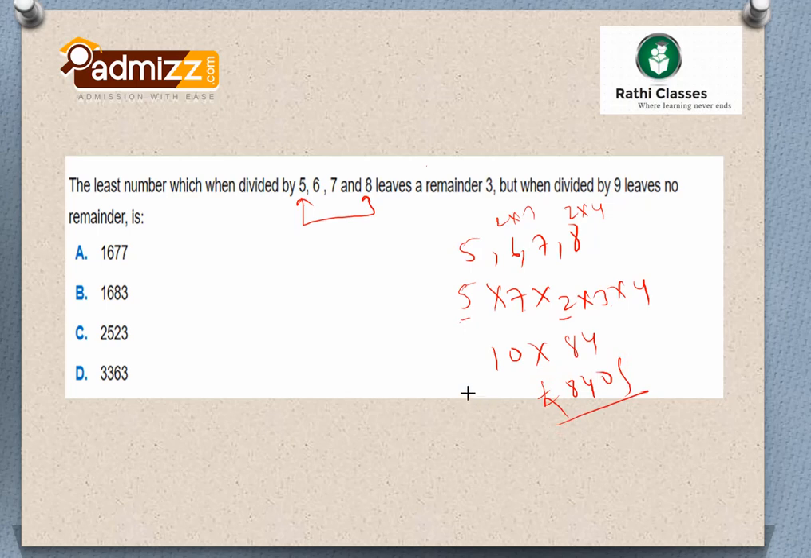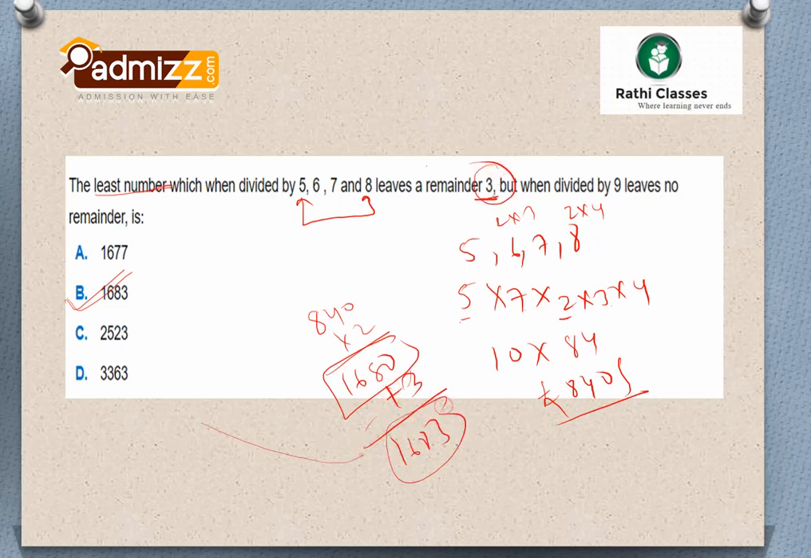Now it leaves a remainder 3. So if I calculate 840 into 2, it is nothing but 1680. I can directly say with a remainder 3, the answer would be 1683. 1683 is comparatively less than the other remaining options, and it says the remainder is 3. So that means 1680 plus 3. If I do it, I will be getting 1683, and that is option B. Moving on to the next question.